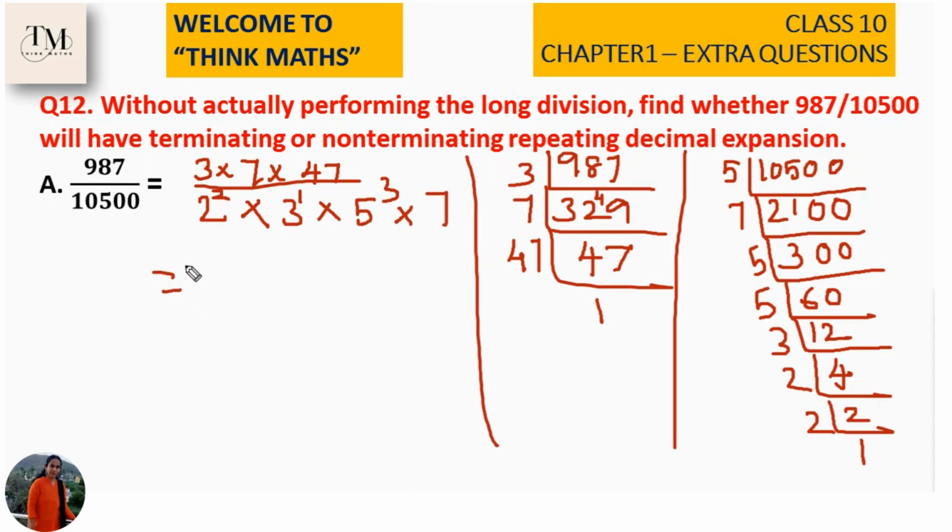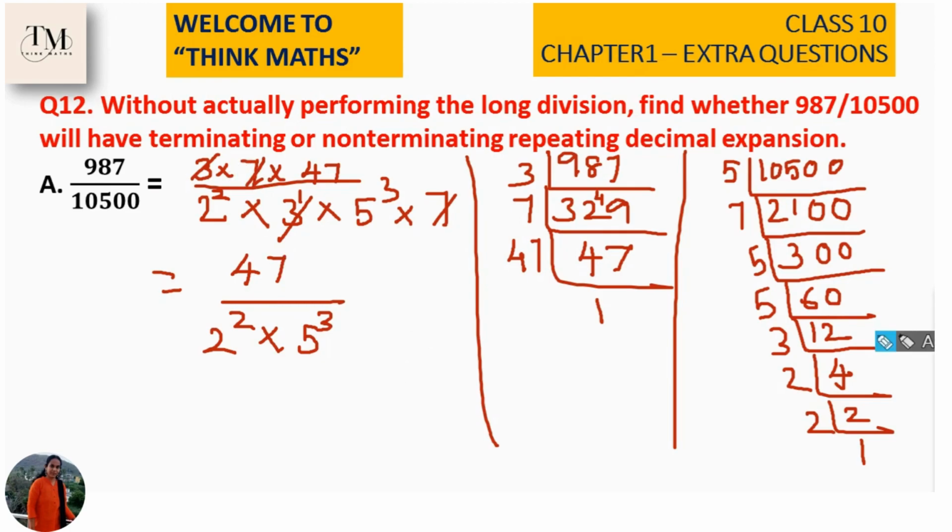Okay. So here this 3 and this 3 get cancelled. Also 7 gets cancelled. So the remaining will be 47 divided by 2 to the power 2 into 5 to the power 3. So here the denominator is of the form 2 power n into 5 power m. So we can say that this rational number has a terminating decimal expansion. Okay.